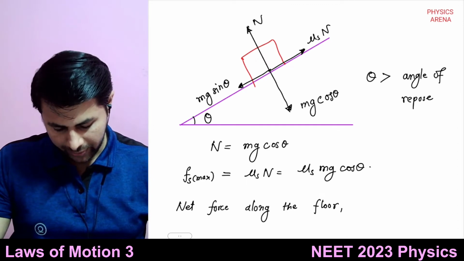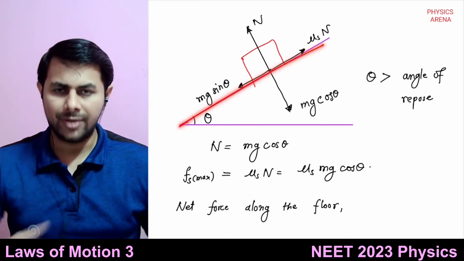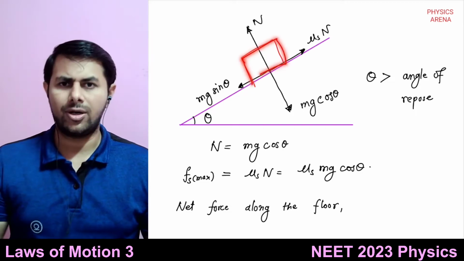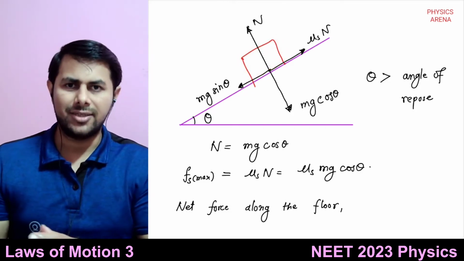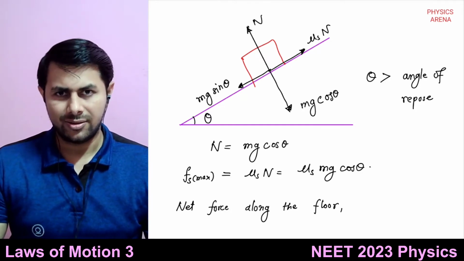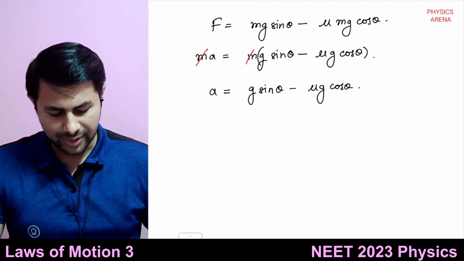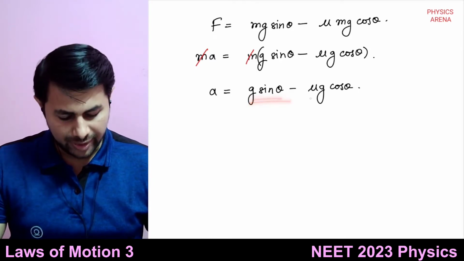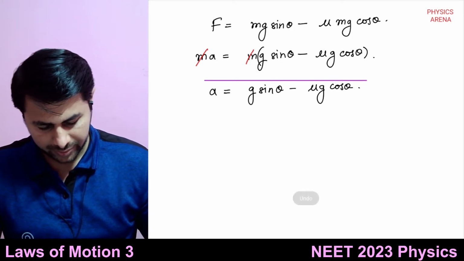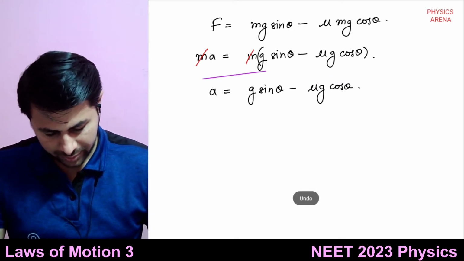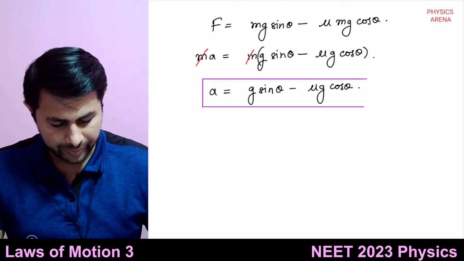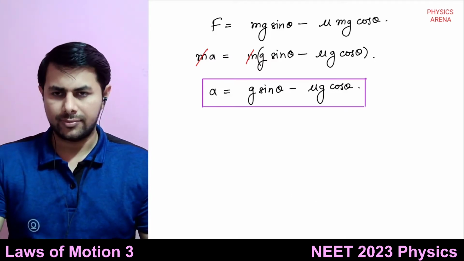So if you have an inclined plane, and there is some block or any object which slides down that inclined plane, then what will be its acceleration? Its acceleration is g sine theta minus mu times g cos theta. Yes, no? And this formula we have to remember. We'll use it directly in the problems.